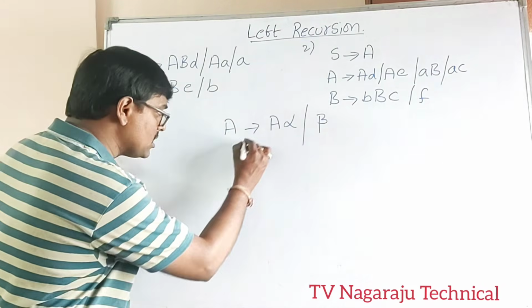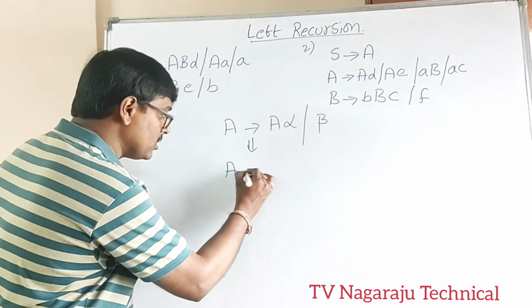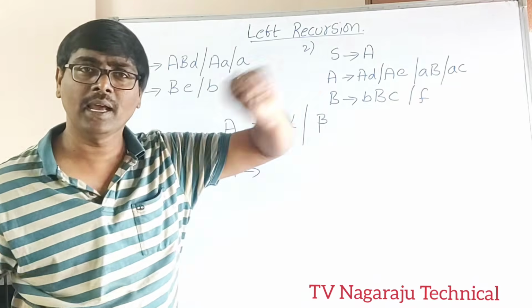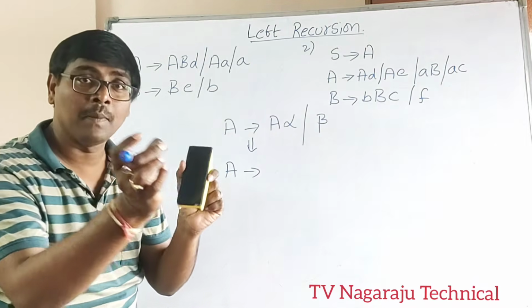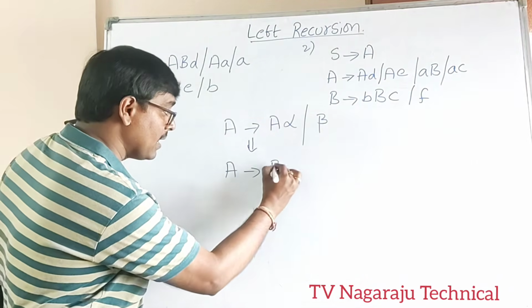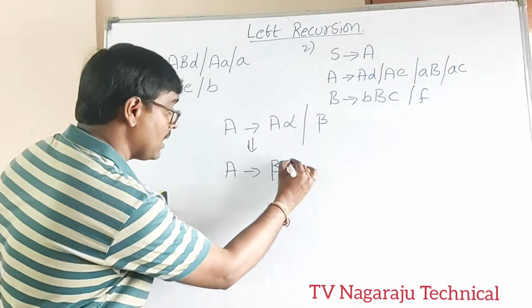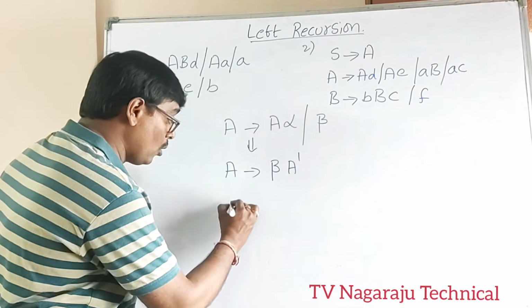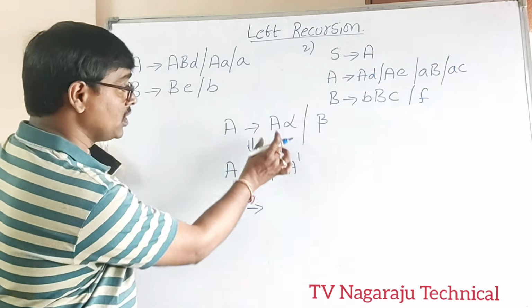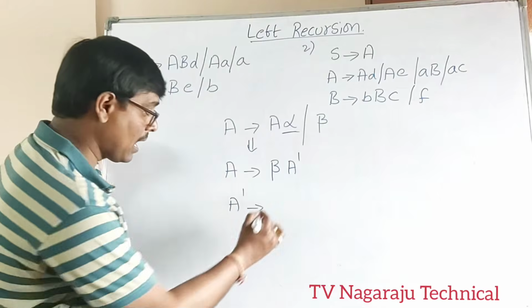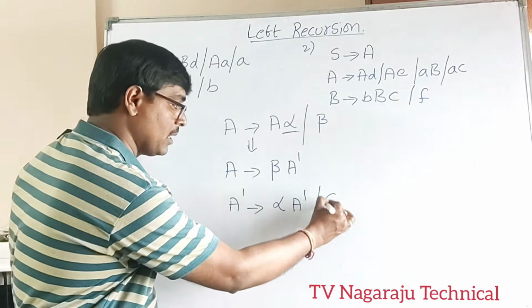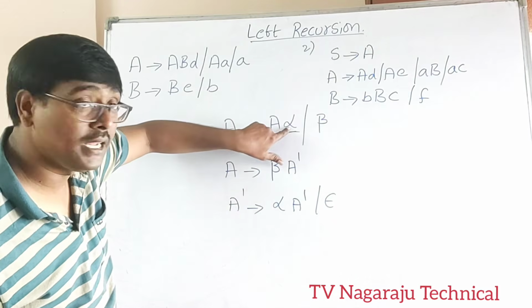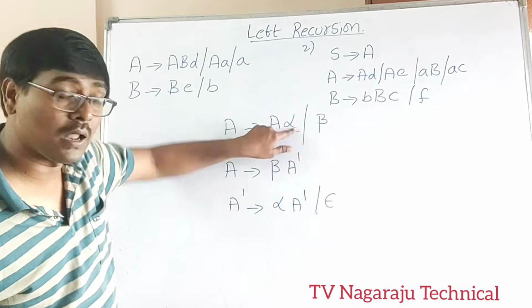How do we eliminate it? The simple procedure: A tends to any productions, not only beta, beta 1, beta 2, beta n, anything. If any symbol does not start with A, write beta A dash. Now A dash is replaced with alpha A dash slash epsilon. Remember, beta A dash, and this A dash is replaced with alpha A dash.